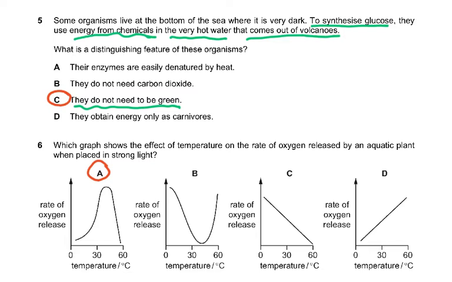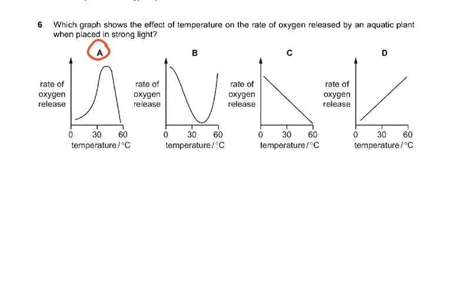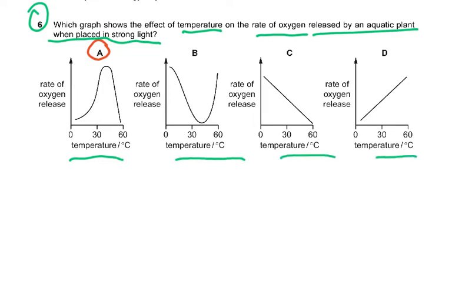So this is question 5. Then coming to question number 6. Which graph shows the effect of temperature on the rate of oxygen released by an aquatic plant when placed in strong light? Oxygen released by an aquatic plant means the photosynthesis is taking place. And here we have temperature on the x-axis in all 4 situations. Here we have rate of oxygen release. It's increasing and then it's decreasing.